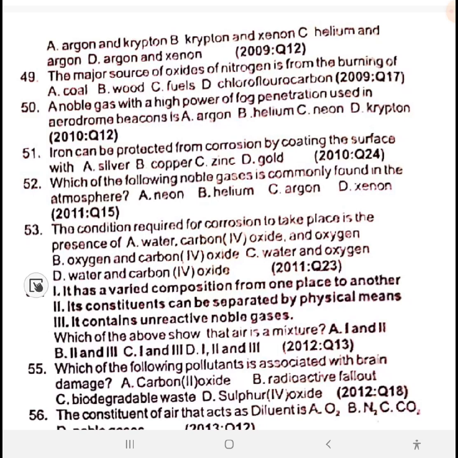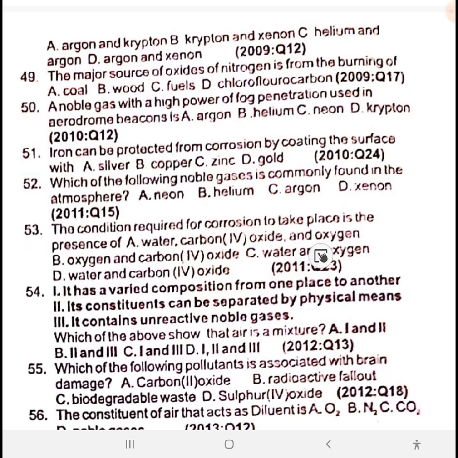So, which of the iron can best be protected? 51. Now 51 would go with zinc. Option C. 52, which of the following noble gases is commonly found in the atmosphere? Argon. Option C. Because it's argon, right? Argon is the most abundant noble gas in the air.